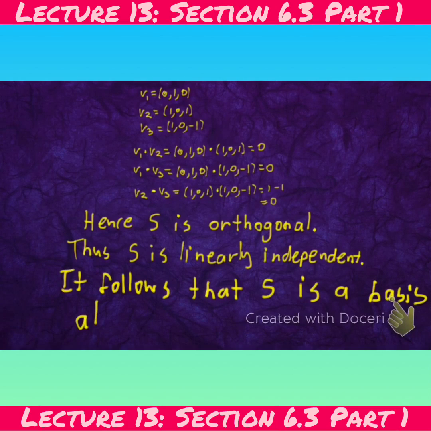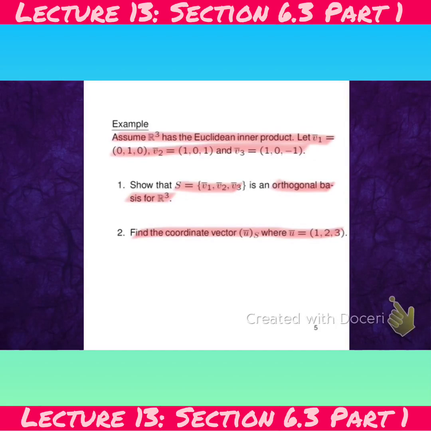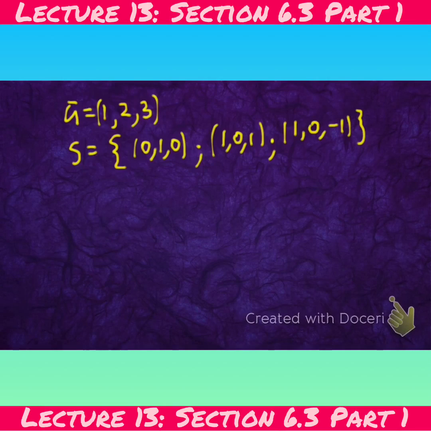It's a basis also, right? And therefore it is an orthogonal basis. Right, now we're asked to find the coordinate vector relative to this basis S, where U is the vector 1, 2, 3. Right, so there we're given the vector U and the basis, and we know that the coordinate vector relative to the basis S is this vector here.